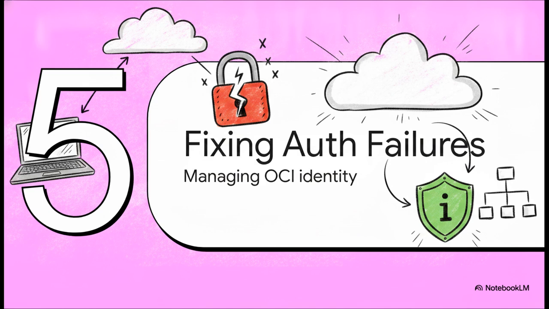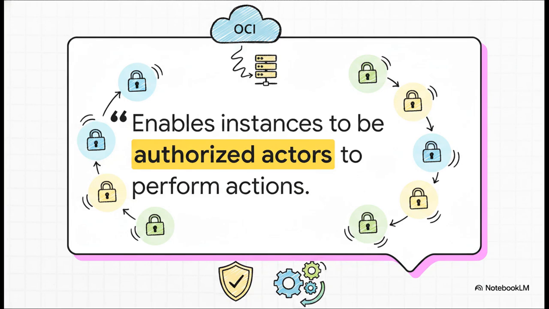Finally, Section 5, Resolving Authorization Failures and Managing OCI Identities Securely. Let's talk about the biggest hurdle you're going to face moving from laptop to cloud, the dreaded authorization failure exception. Luckily, OCI has a really elegant fix for this called Instance Principals. This basically makes the compute instance itself an authorized actor in your cloud environment.